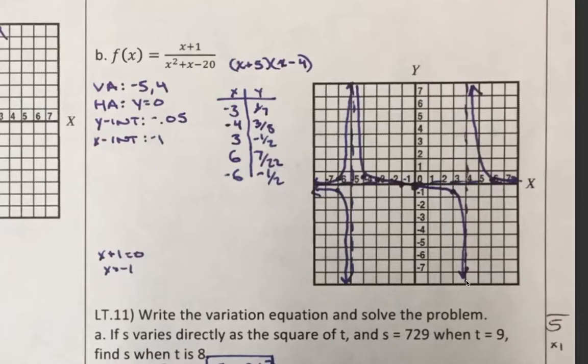And then I picked some other points on the left and right side of these asymptotes. So when I had -6, I wound up with -1/2. So that's down here like that. And I just, again, used my asymptotes to kind of keep me in line. And then when it's +6, I get 7/22. So that gives me another point there. And again, I use my asymptotes to fill in the rest.